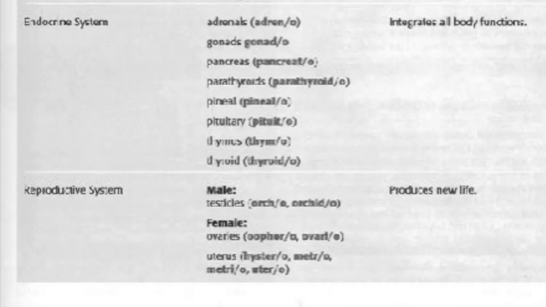The endocrine system integrates all body functions. The adrenals secrete adrenaline, which stimulates our fight or flight. That has the word root adreno. The gonads, with the word root gonado, are utilized in reproduction. The pancreas, with the word root pancreato, produces enzymes to help break down food.